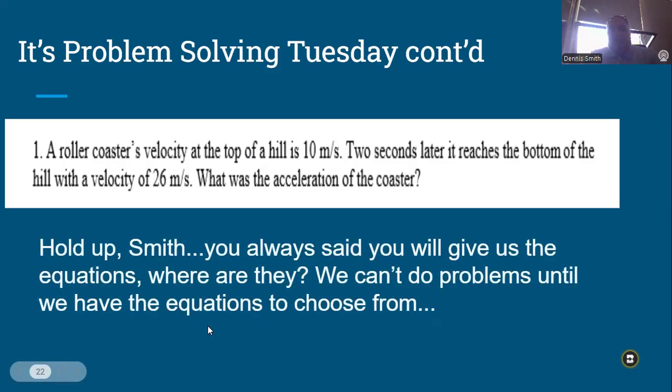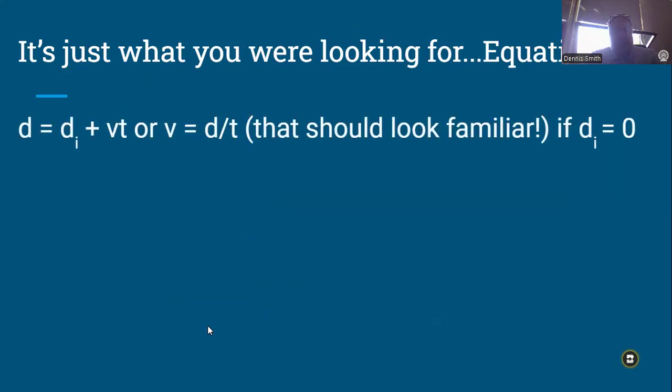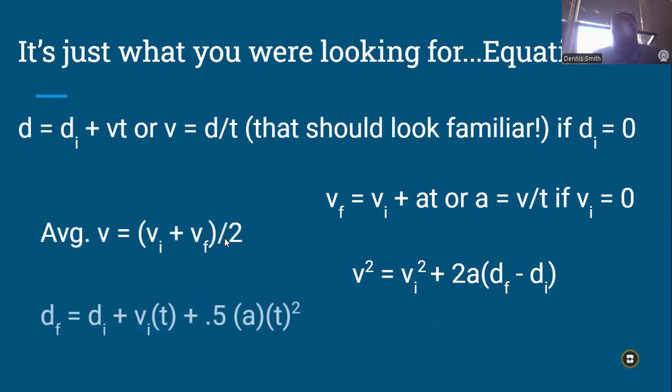So I said I'll always give you guys the equations. Where are they? We can't do problems until we have the equations to choose from. So here we go. d equals di plus vt, or v equals d over t, if the initial distance is 0. vf equals vi plus at, or acceleration just equals v over t, if vi is 0. Okay, so here are all your equations.